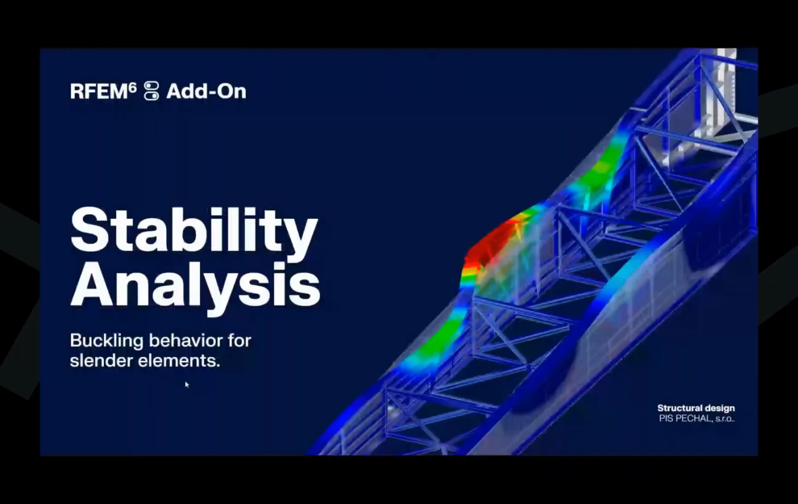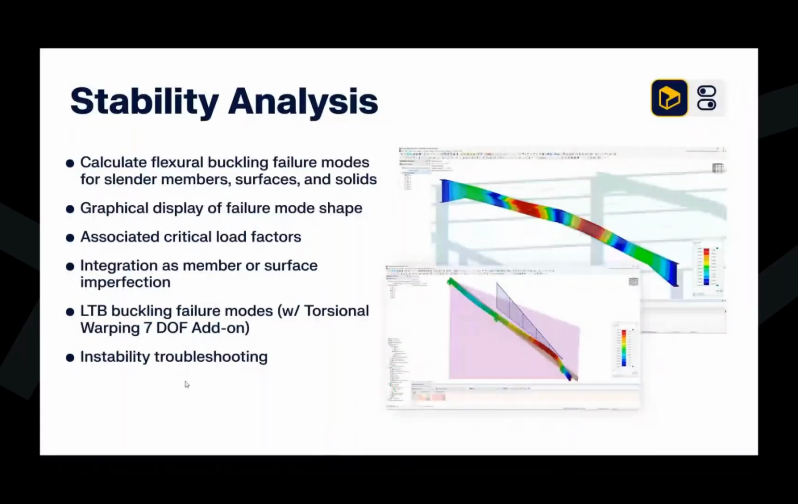And our final add-on within RFEM 6 is my favorite, the stability analysis. This will actually carry out the buckling behavior of slender elements. If we have very slender members in our models or very thin-walled surfaces or even solids, we can take each one of the load cases or the load combinations and additionally carry out this stability analysis to determine the flexural buckling failure modes. And we get a graphical display of the failure mode shape directly within RFEM, again, for each one of these load cases or load combinations.